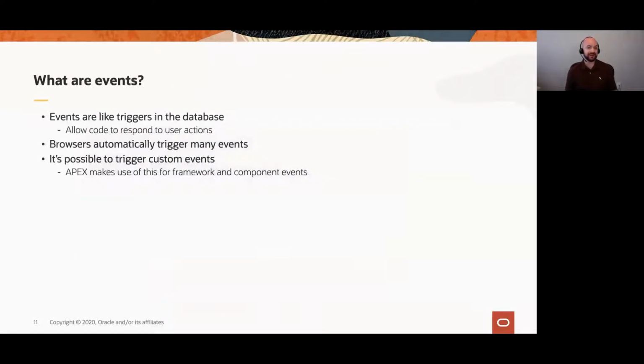Well, I like to think about events kind of like triggers in the database. We know we have DDL triggers and DML triggers, and we can basically attach code to some kind of event happening. And they're very much the same events in JavaScript. So it's important to note that browsers are automatically going to trigger all kinds of events as users are interacting with the web page, such as the change of an item's value or the click of a button. Those the browser does. But you can also do custom events as well.